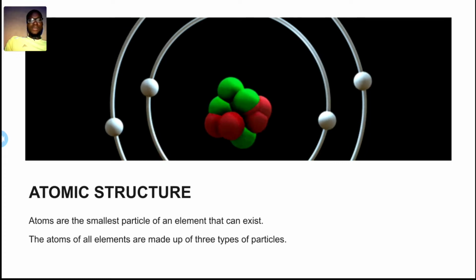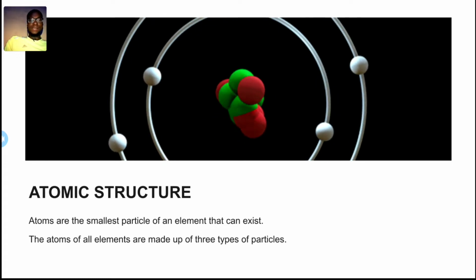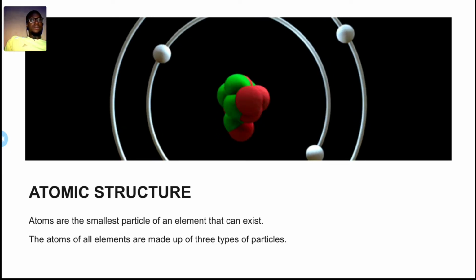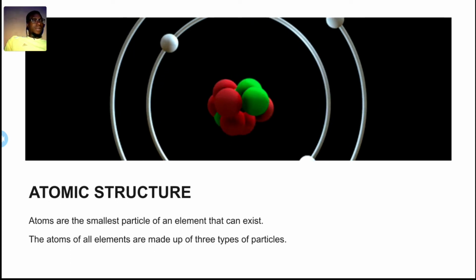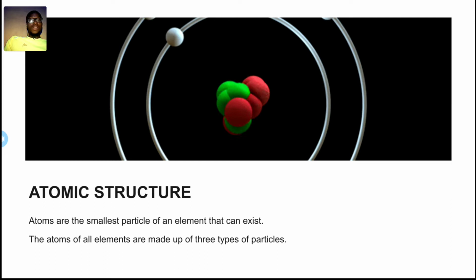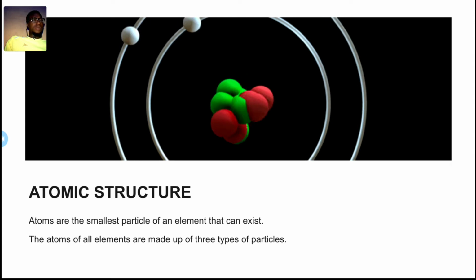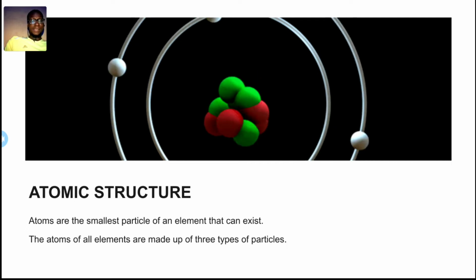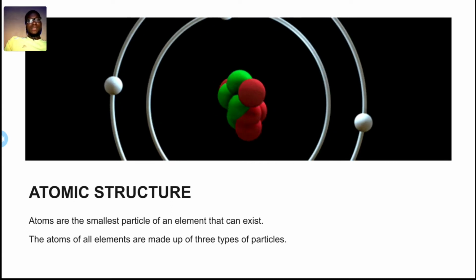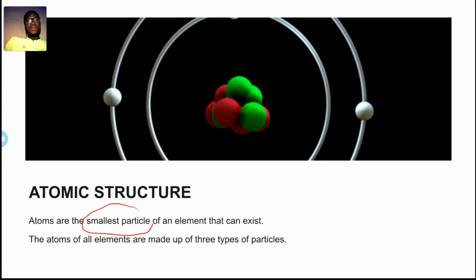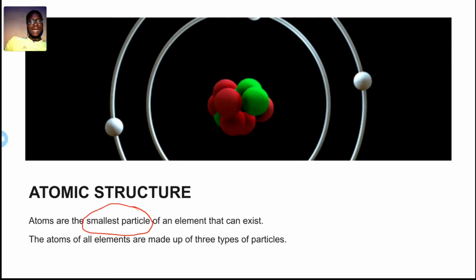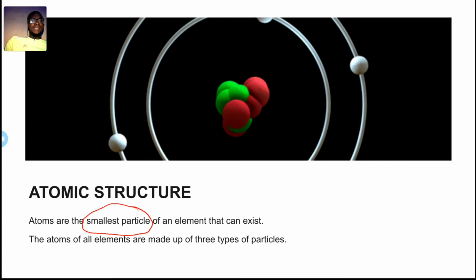Atoms are the smallest particle elements that can exist. Long before now, the definition of atoms was that it is the smallest indivisible part of matter, but we've gone to discover that there are still protons, neutrons that can still be separated. That's why we refer to it now as atoms are the smallest particle of an element that can exist. So far it can exist in space and time, then it qualifies as an atom.